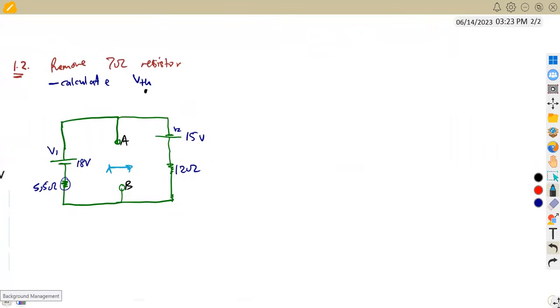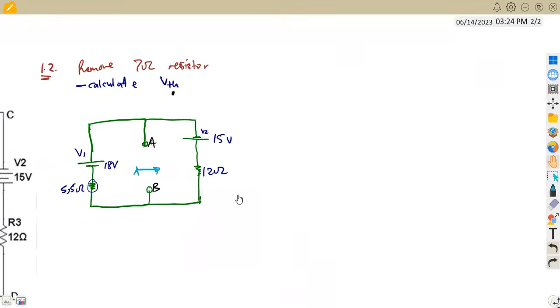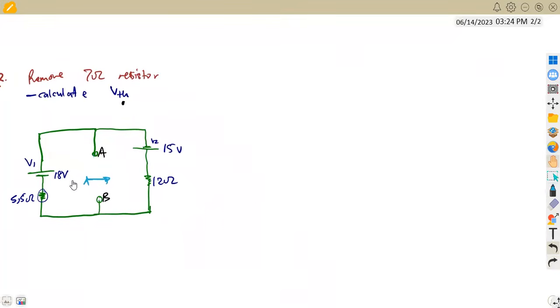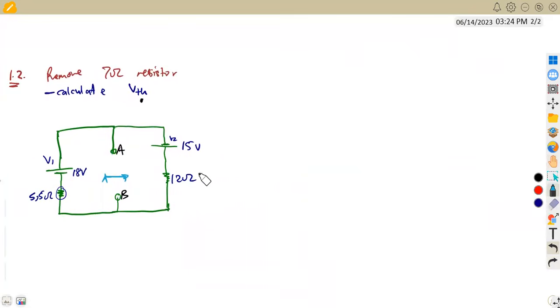How is this possible? In this case, you're going to use the voltage divider rule, finding the voltage across what we assume as AB and BA. So here, from our diagram, we've got 18 volts. We are going to consider first the 15 volts, which is our V2, across the voltage BA.